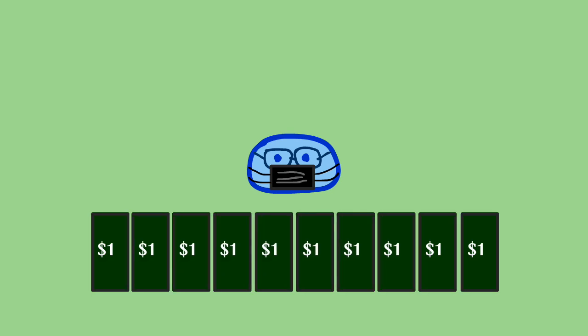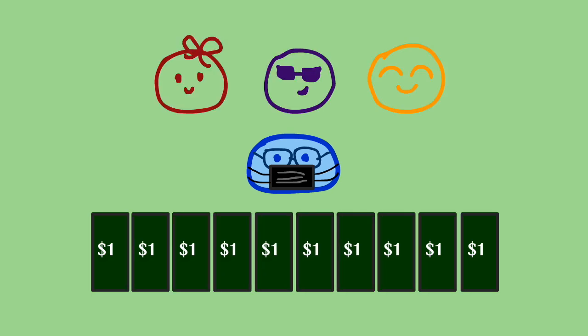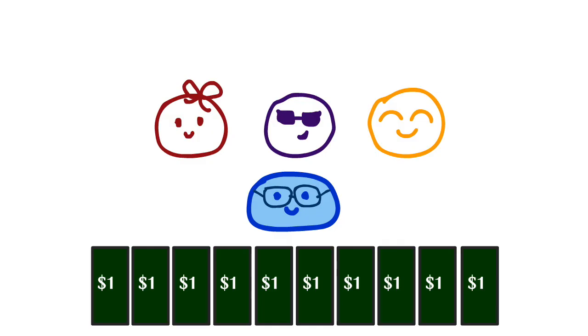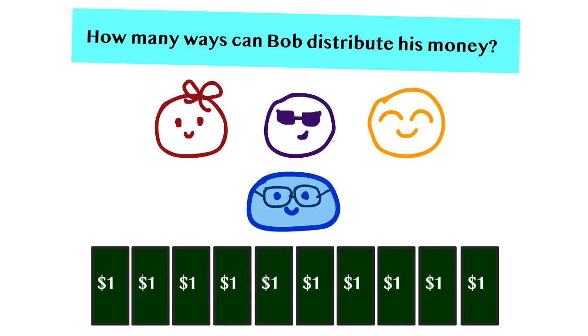At a family reunion, he brings 10 $1 bills to give to his 3 grandchildren, Ruby, Violet, and Clementine. But 10 doesn't divide into 3 evenly. Oh, Bob. It's okay, though. We can't all be perfect like the way Beth Harmon was at chess. So how many ways can Bob distribute his money?